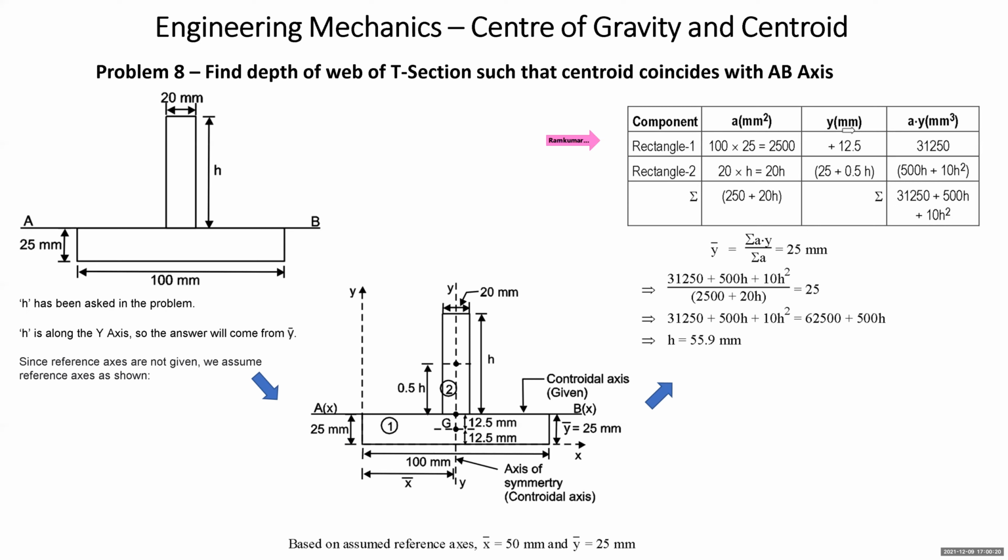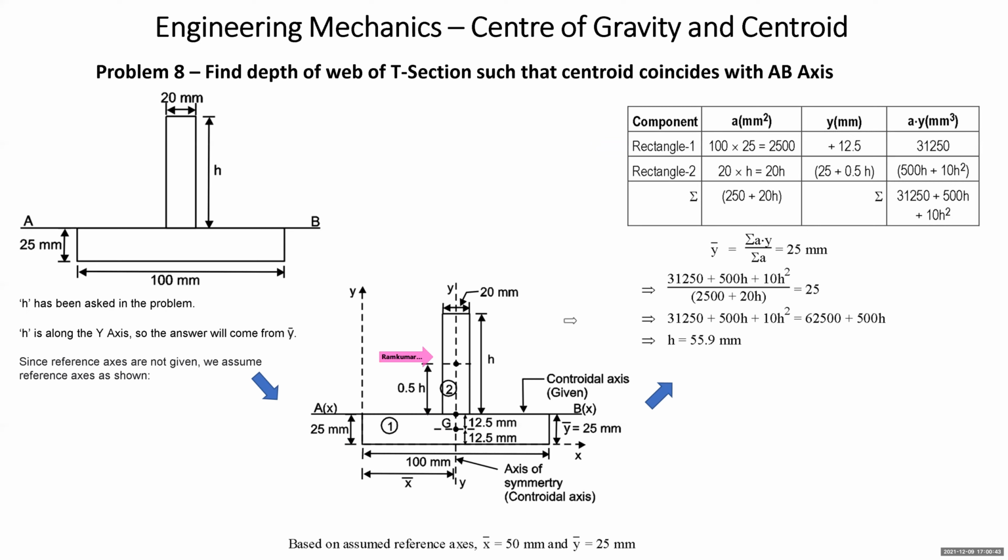Area is in mm square, Y is in mm, AY will be in mm cube. Now come to this rectangle. This rectangle width is 100. So the centroid will be 100 by 2, and this is 25 by 2, 12.5. The other rectangle has base width 20 and height h. So this is 20 by 2, that is 10, and this is 0.5 h.